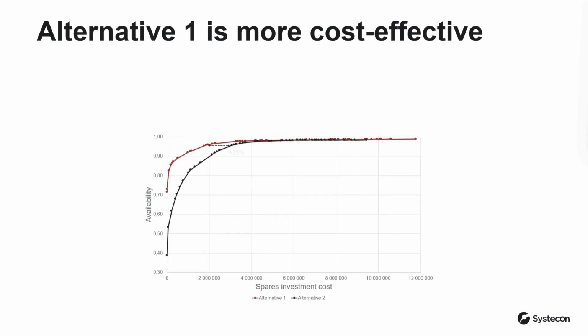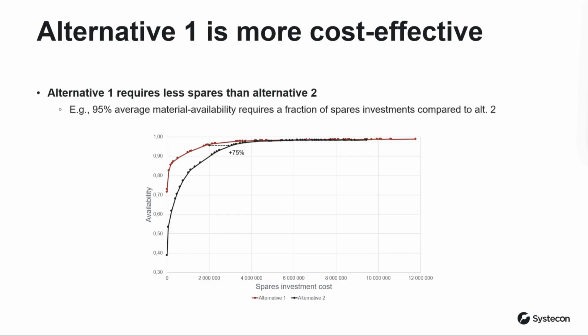Right away, we can see that design alternative number 1 is more cost effective in the sense that we only need a fraction of the space required with alternative 2 to achieve the same level of availability. But it's not this simple, otherwise it would have been done at this point.